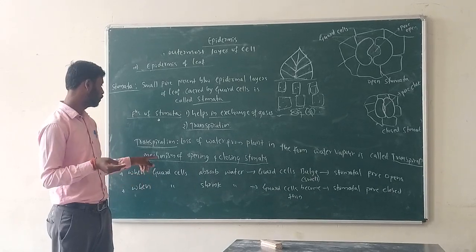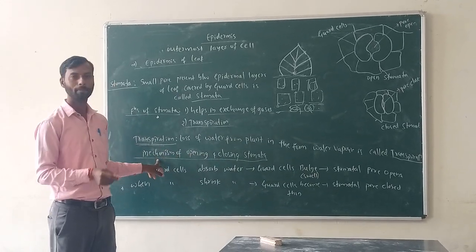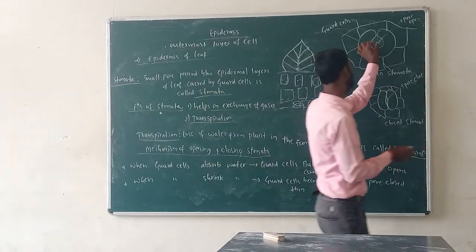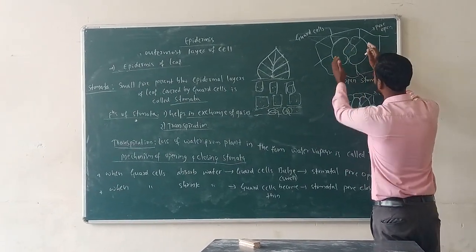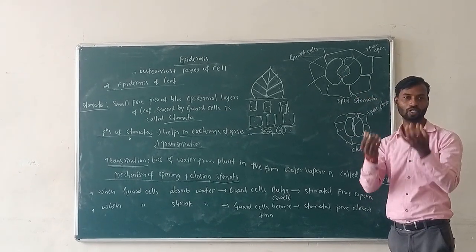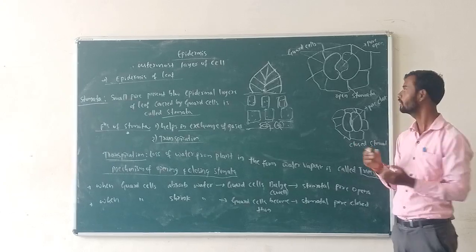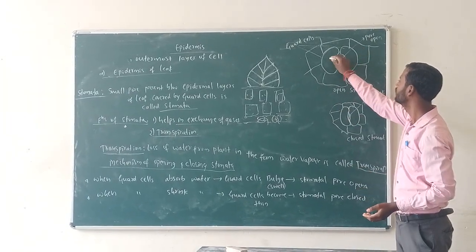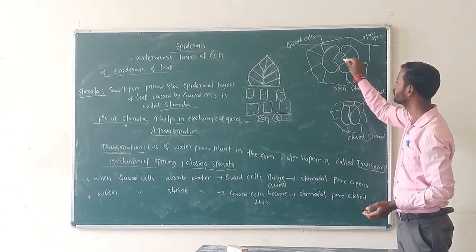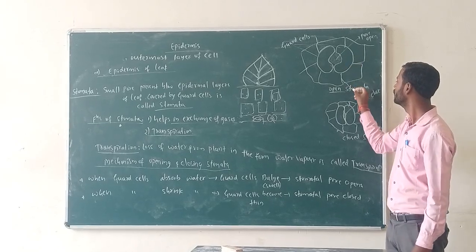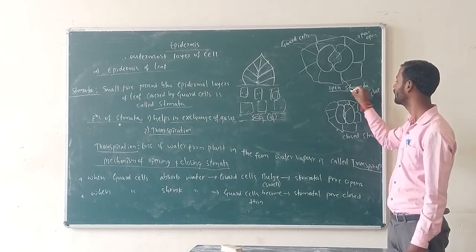Now the mechanism of opening and closing of stomata. This is the stomatal pore. The stomatal pore is covered by guard cells. When these guard cells absorb water, they become bulged. When these guard cells are bulged, the stomatal pore gets open. Then this is the structure of an open stomata.